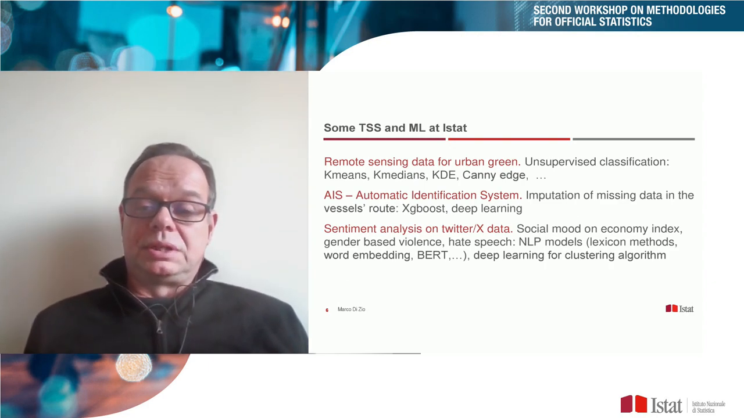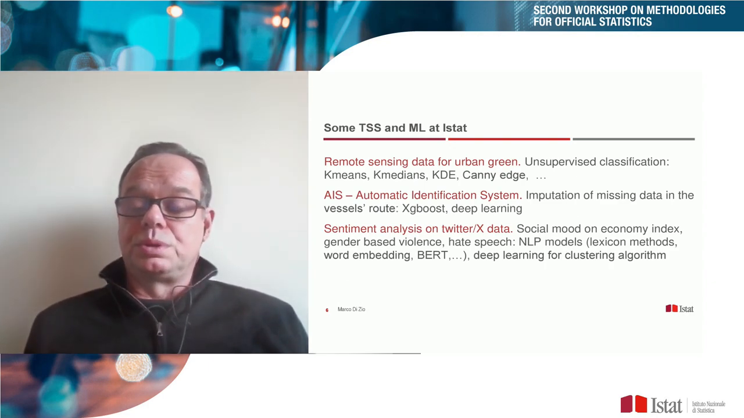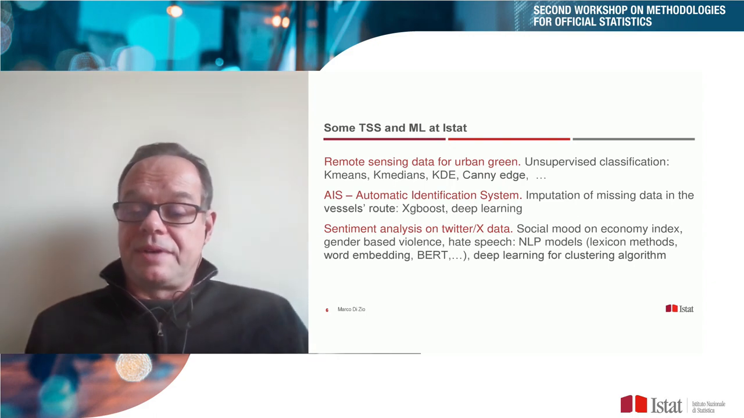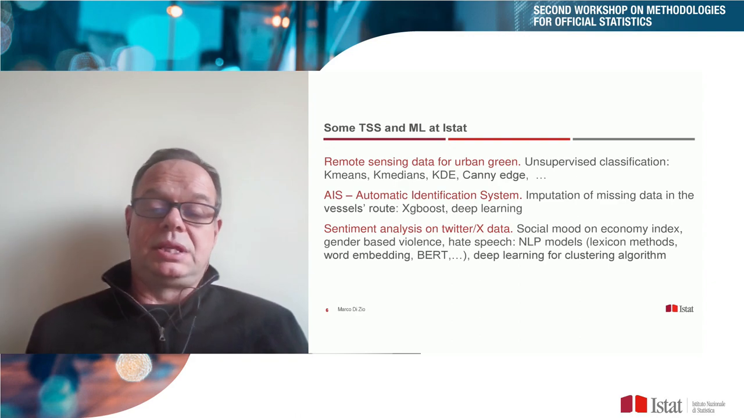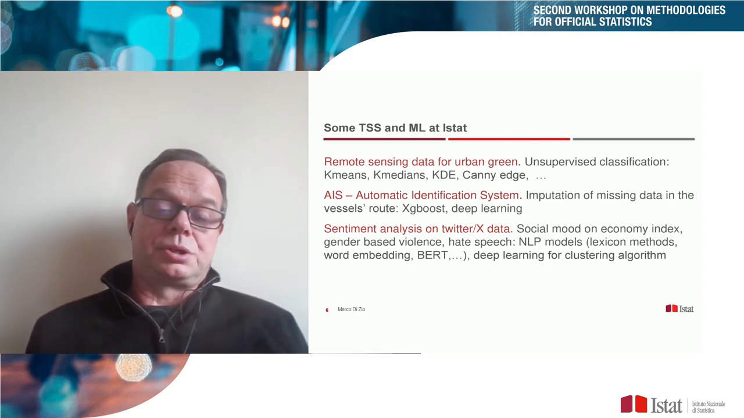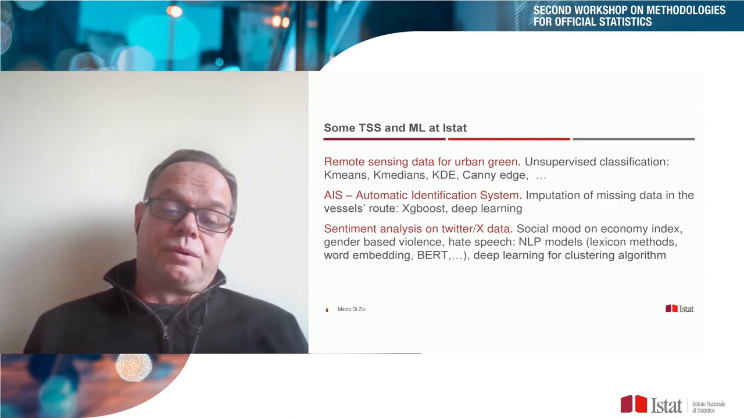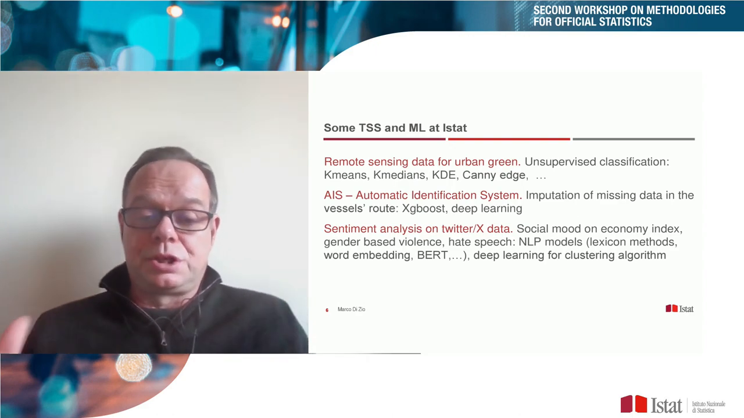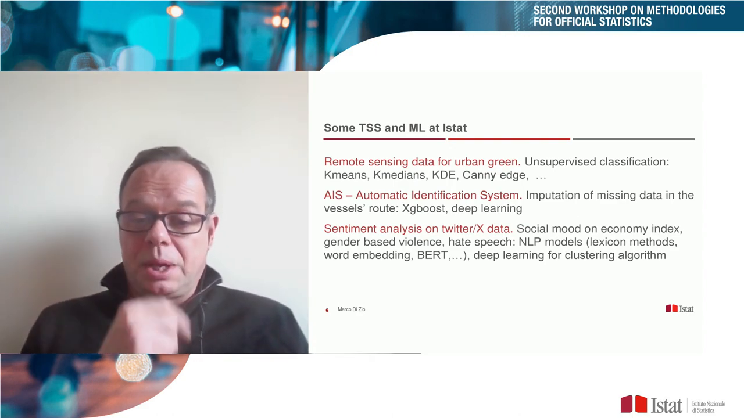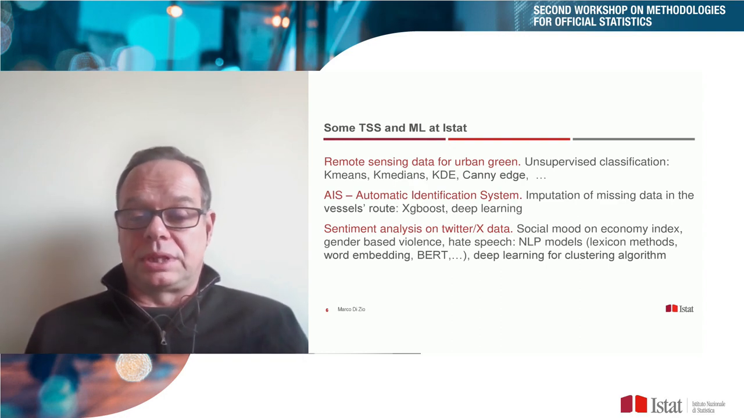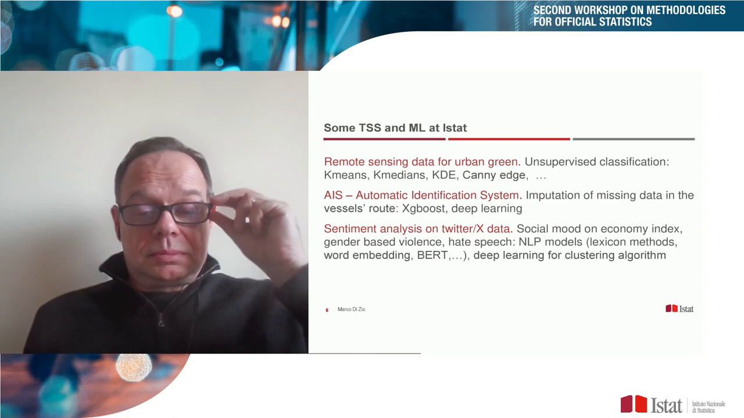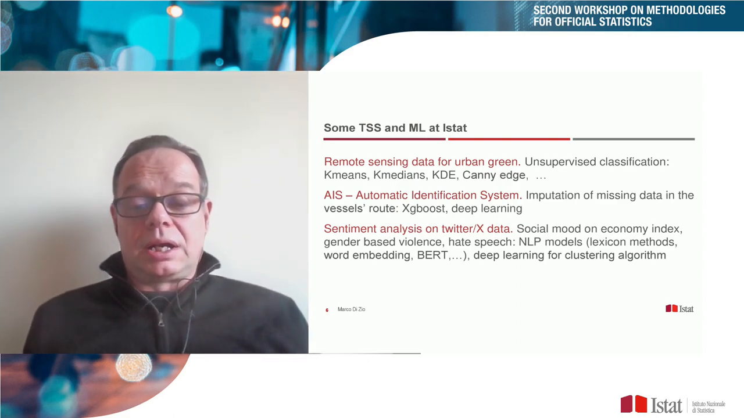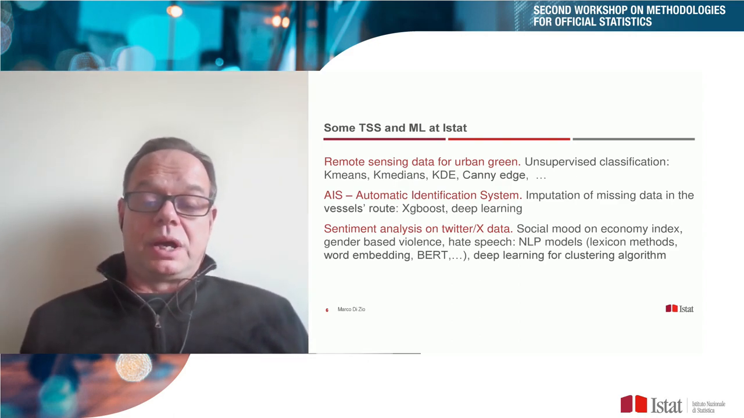I don't want to get into the detail, but the problem was to do an unsupervised classification, and so k-means, k-medians, kernel density estimation, and Canny edge detection for the edge of the shape of the green that is important for the classification are used.